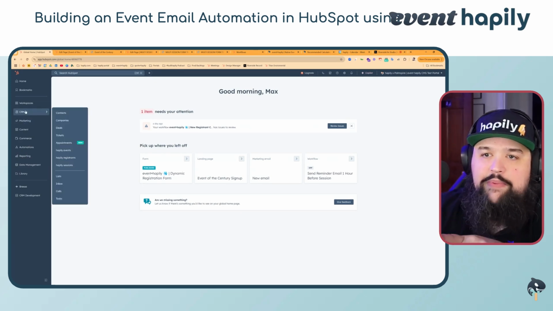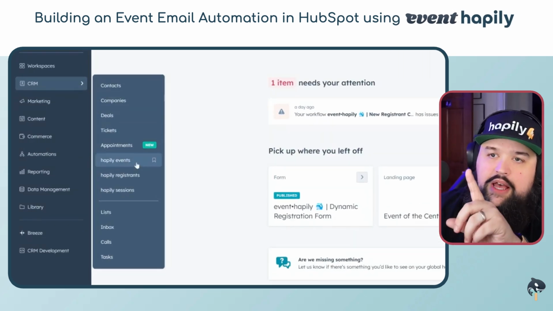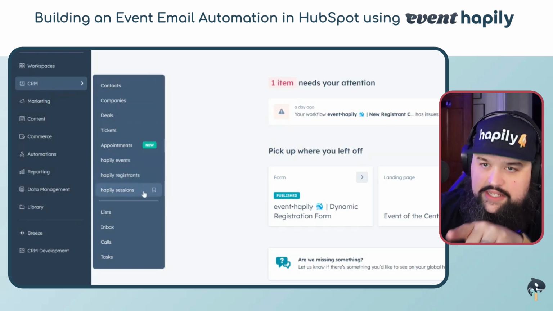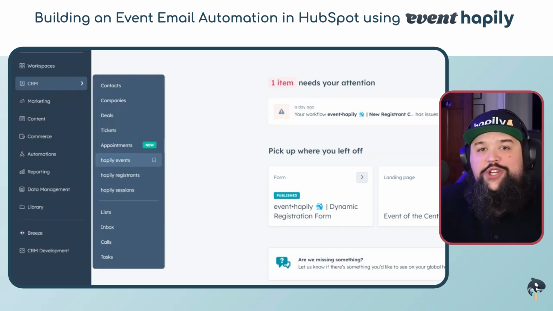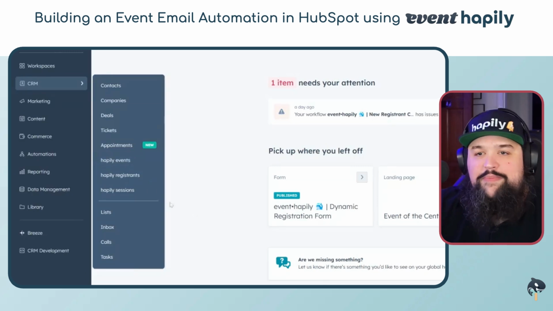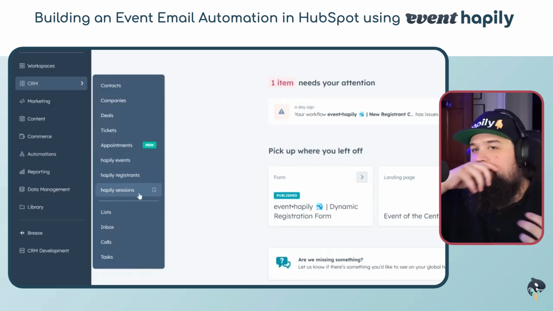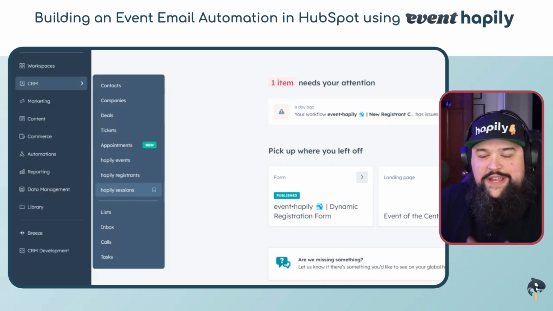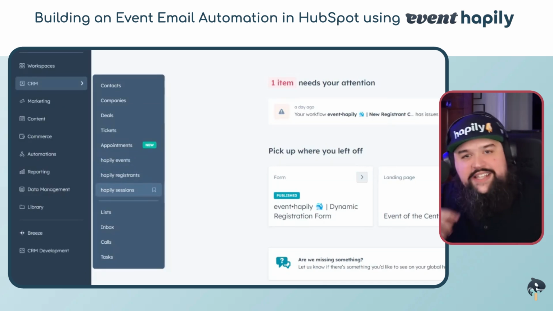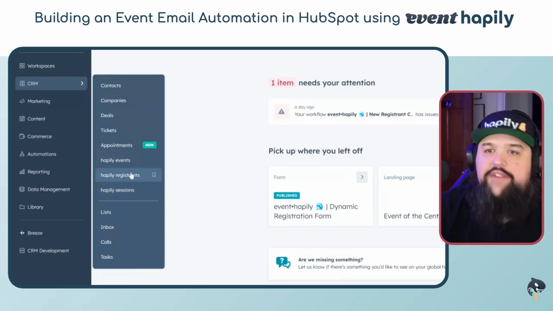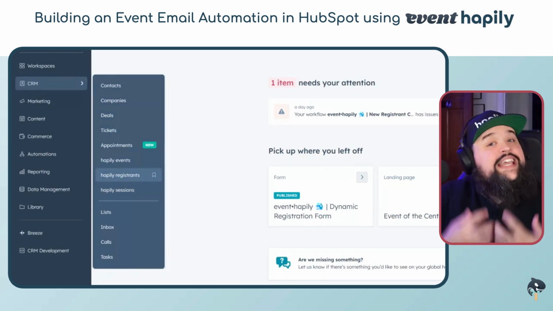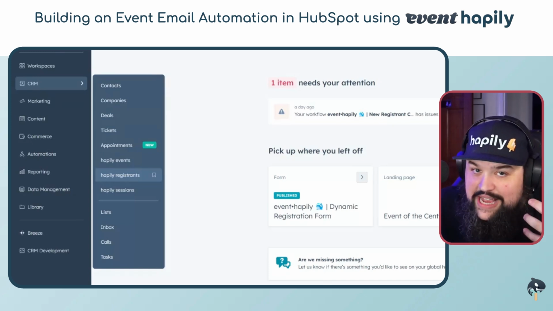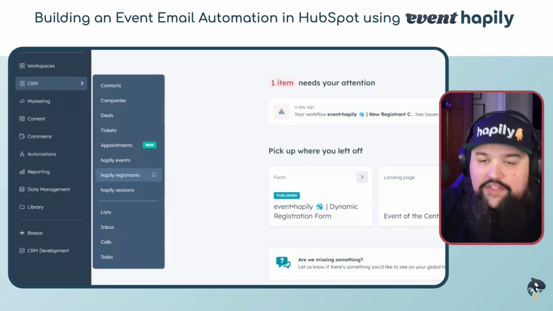So Event Hapily, we have three objects here: events, registrants, and sessions. Okay. An event represents the event, so it has a bunch of information about the event on it. A session represents sessions of that event, so it has a bunch of individual information about that particular session taking place at that event. And then registrants have information that's unique to the person who signed up for that event, and they get created as soon as someone signs up for the actual event itself, right?